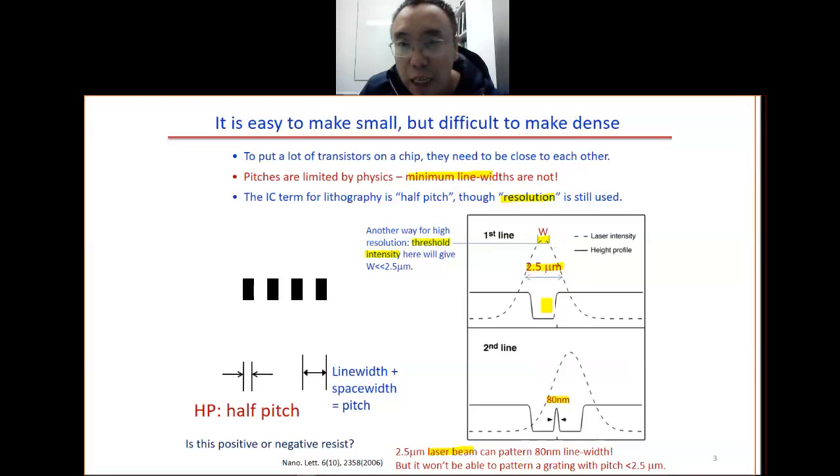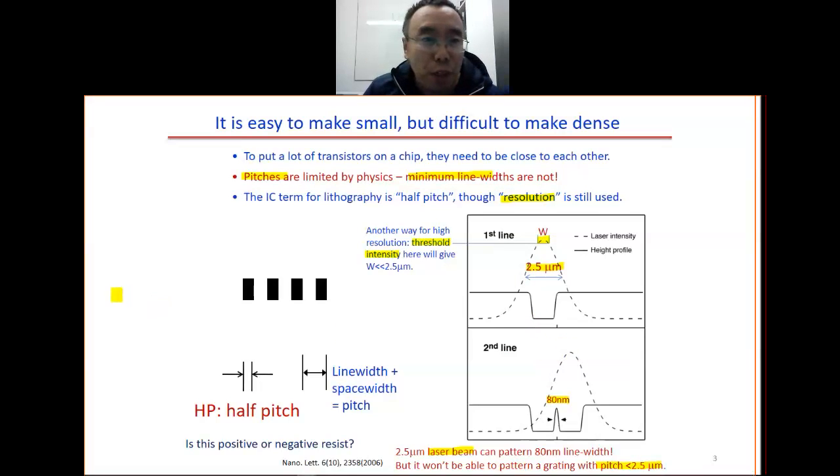So here you see that the feature size can be made really small, but we cannot make gratings that have a smaller pitch. So the actual limit is the pitch. The pitch is limited by physics, but the minimum feature size is not limited by physics.